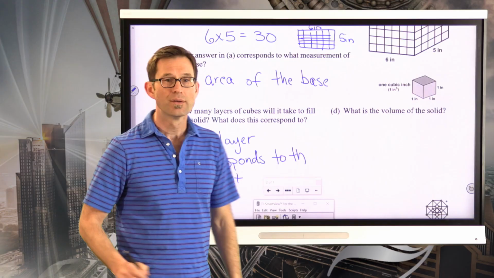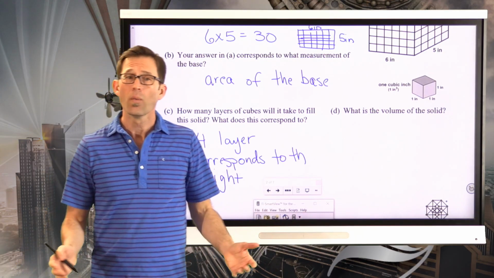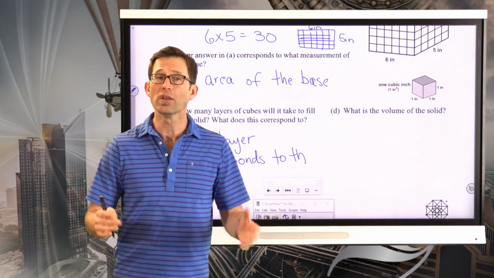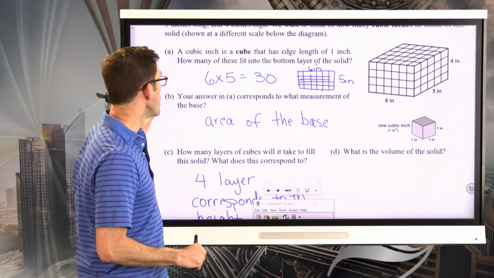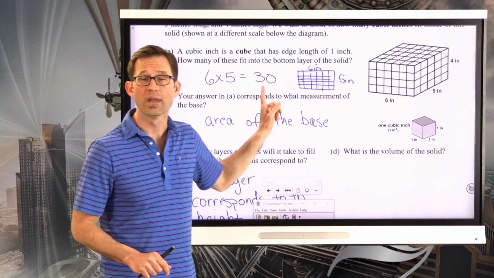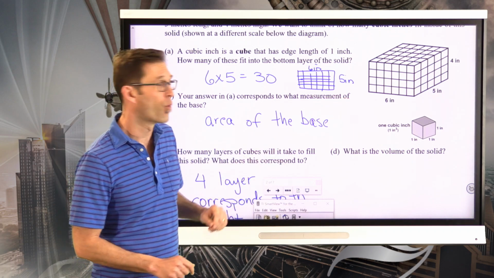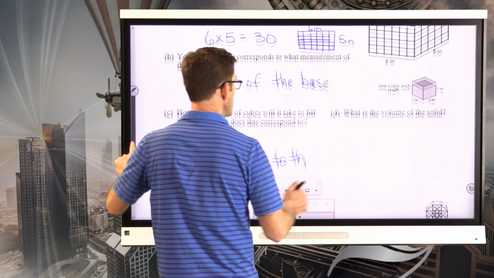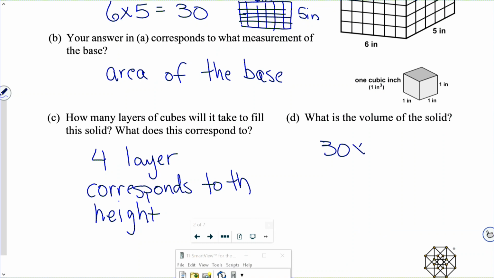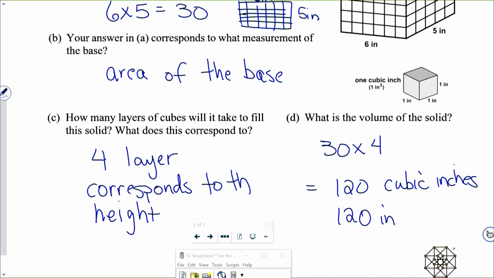All right, so what's the volume of the solid? Well, the volume of any solid is how many unit cubes fit in. We know that we've got 30 cubes in a given layer. We know we've got 4 layers, and so ultimately we have 30 times 4, or 120 cubic inches. Or if you like it like this, 120 inches raised to the third power.